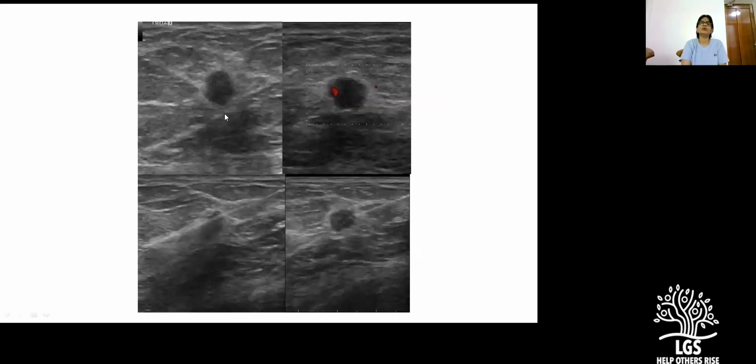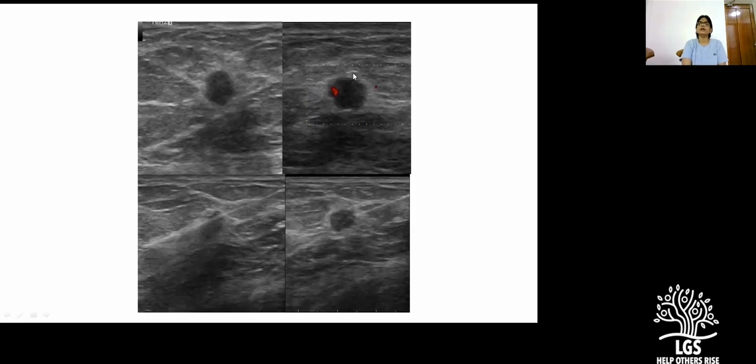If you look at the ultrasound image here, it's a slightly taller hypoechoic lesion, and you do see some angular margins here at this one end, and some indentations here, and you see a twig of blood vessel here as well.